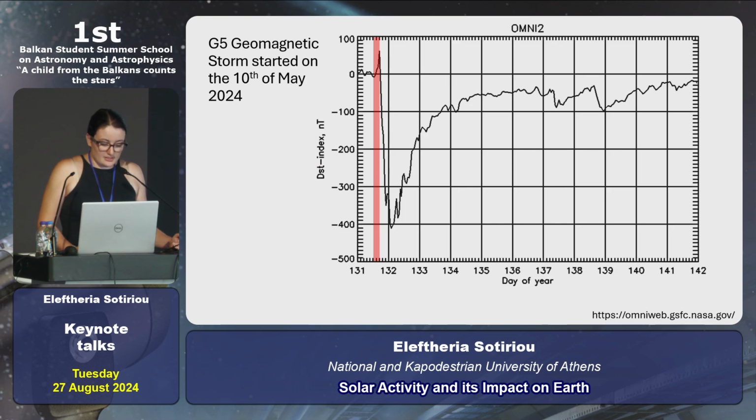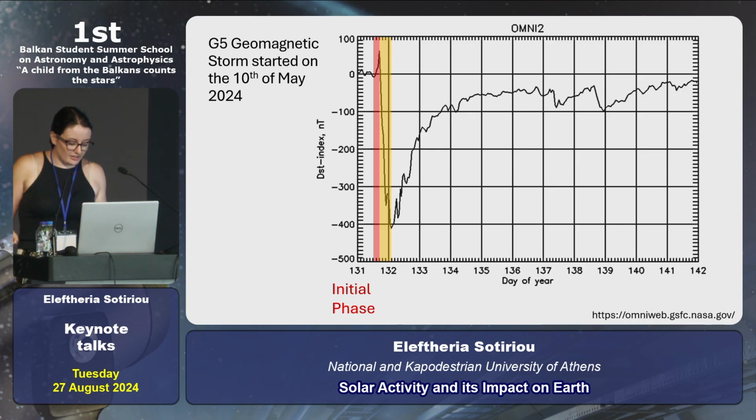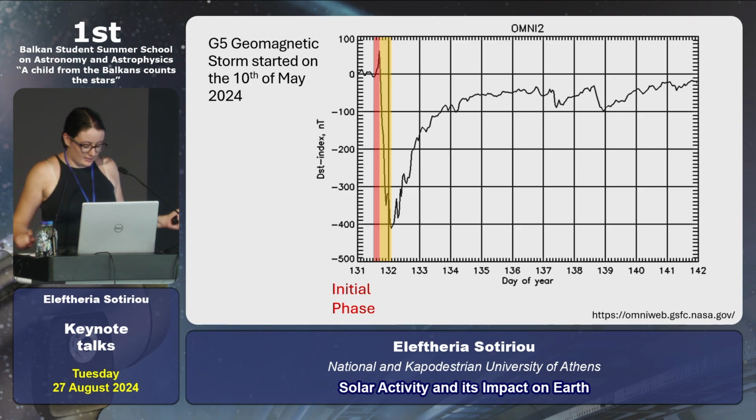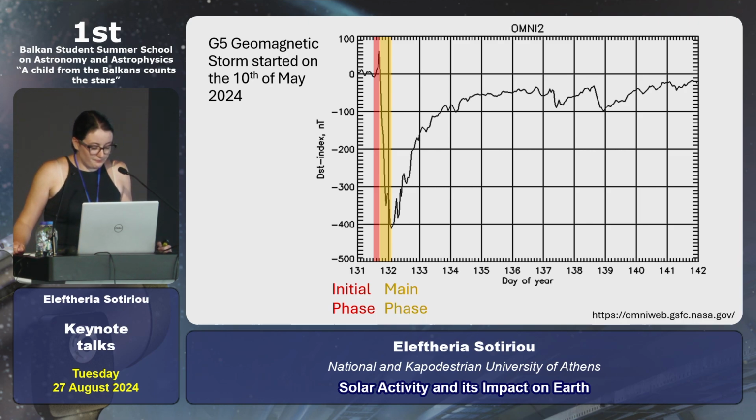This phase is followed by a huge decrease, as you can see here, of the DST index, which is happening during the acceleration of particles, which are now drifting around our planet, creating a magnetic field that is headed to the opposite side of Earth's magnetic field, and this is why it seems like a decrease on the diagram. And this is called the main phase of the storm.